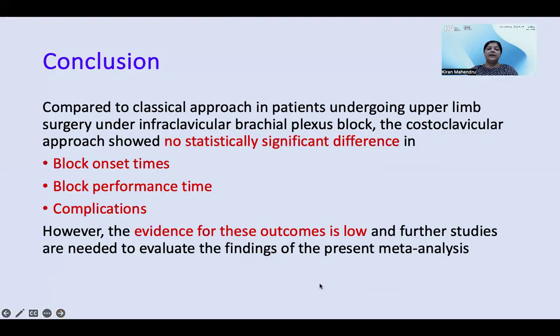Therefore, comparing the classical approach in patients undergoing upper limb surgery under infraclavicular brachial plexus block, the costoclavicular approach showed no statistically significant difference in block onset times, the block performance time, and complications. However, the evidence for these outcomes is low, and further studies are needed to evaluate the findings of the present meta-analysis.